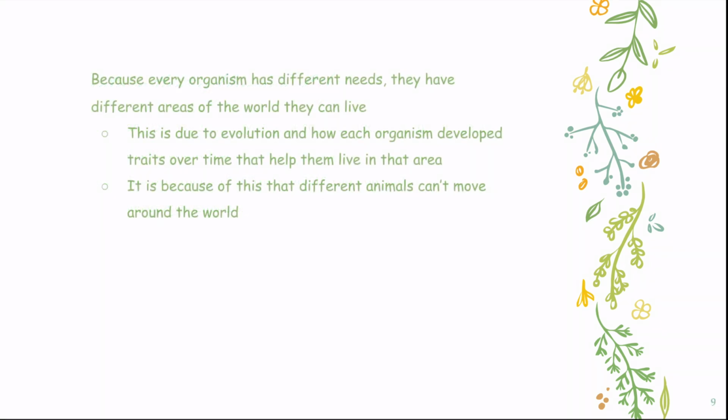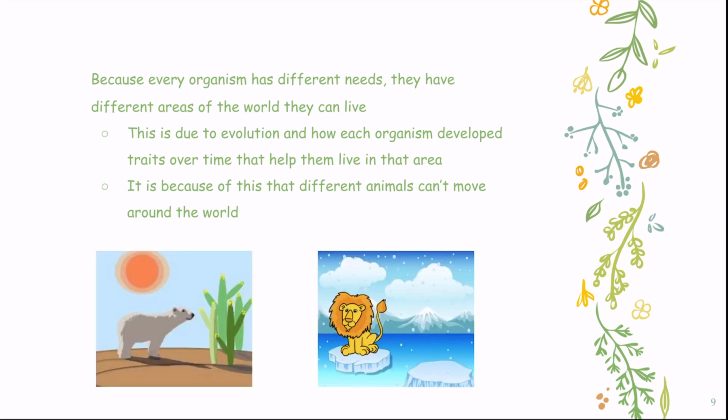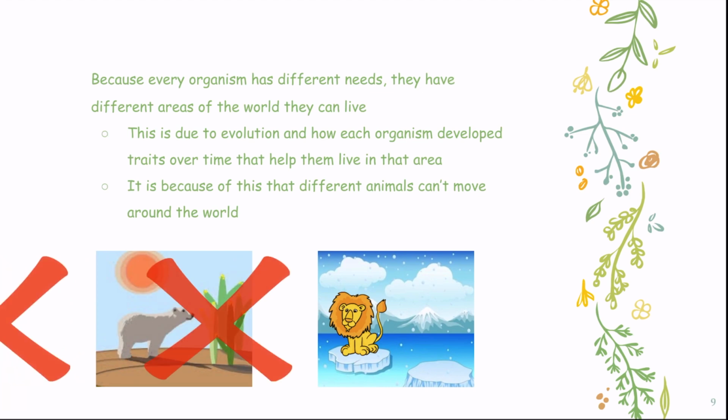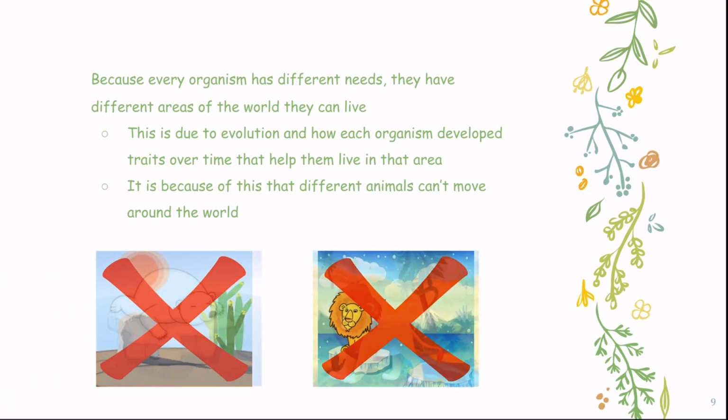Because every organism has different needs, they have specific areas of the world they can live. This is mainly due to evolution and how over time each organism developed traits that would let them live and thrive in specific areas. It's because of these developed traits that different animals can't move around the world. For example, it would be harder for a polar bear to live in the desert and a lion to live in Antarctica because they don't have traits suited for those conditions.